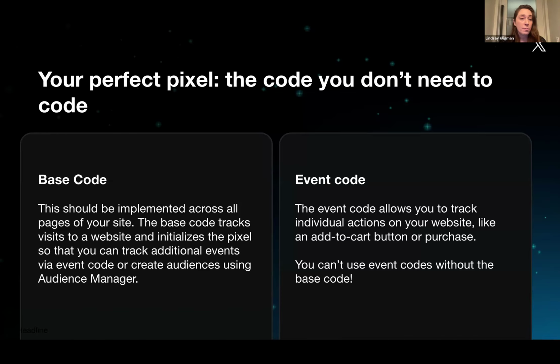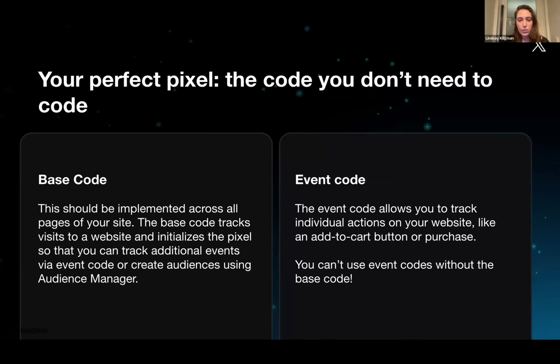The second component is the event code. Event codes are specific triggers such as add to cart or buy now buttons that allow you to track individual actions on your website. You will place your event code on these key locations across your site. And to reiterate, since the base code, as I said, lays the groundwork for event-based tracking, you can't use event codes without implementing the base code.